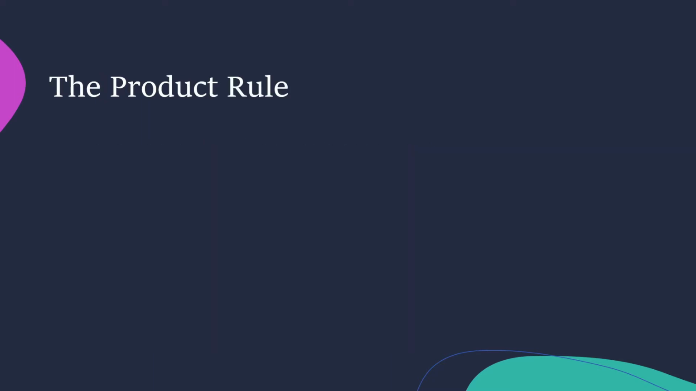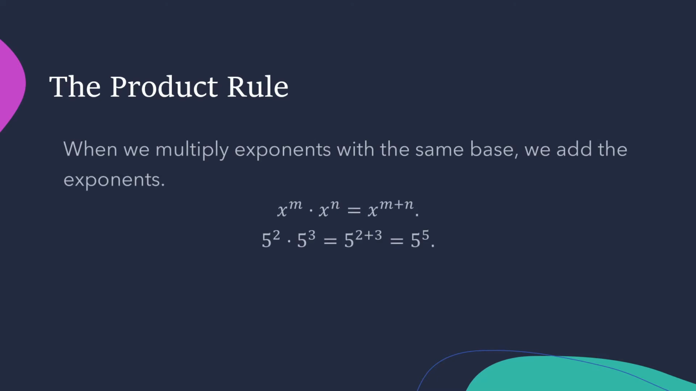Alright, first we're going to do the product rule, which is probably the most commonly used one, and it states that when you have the same base but different exponents and you multiply together, then you add the exponents. So like algebraically, this would be x to the m times x to the n is equal to x to the m plus n power.